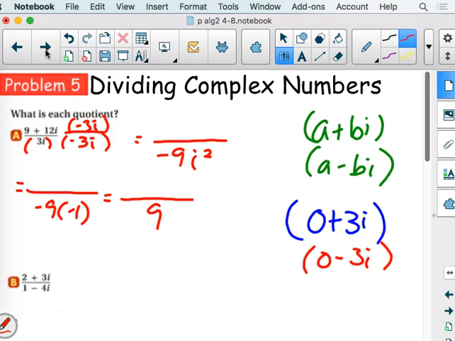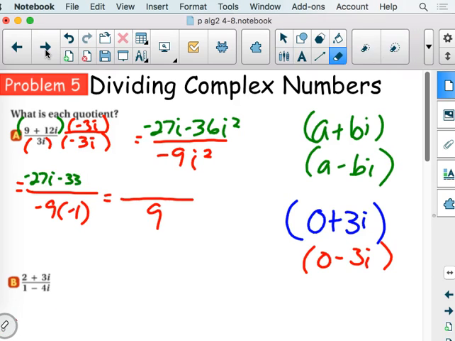So now we still have to go back and do the other math. So up here, we would just distribute that negative 3i to everything across the top. So negative 27i, and then minus 36i squared. And just like happened with the denominator, we'd say, oh, wait a minute, that's going to be a negative 1. So it'll be negative 27i minus 36 times negative 1. And then we realize, well, negative 36 times negative 1 is going to be plus 36, plus 27i. And we're almost done.